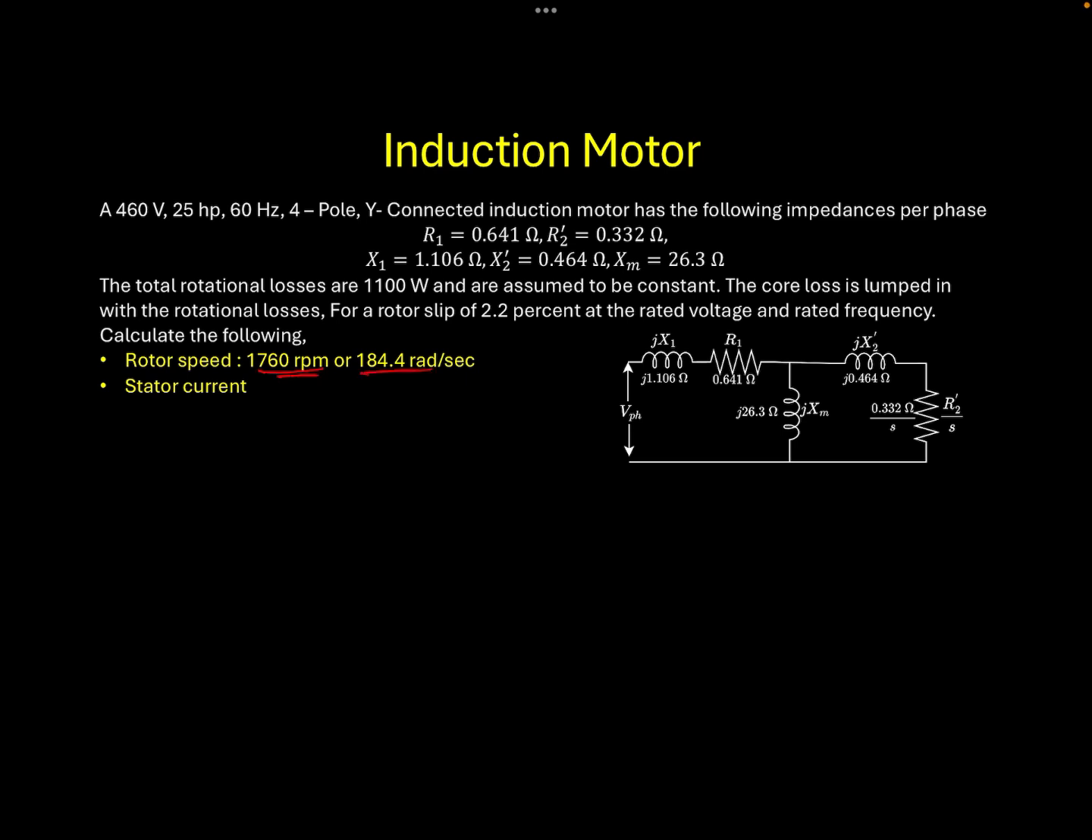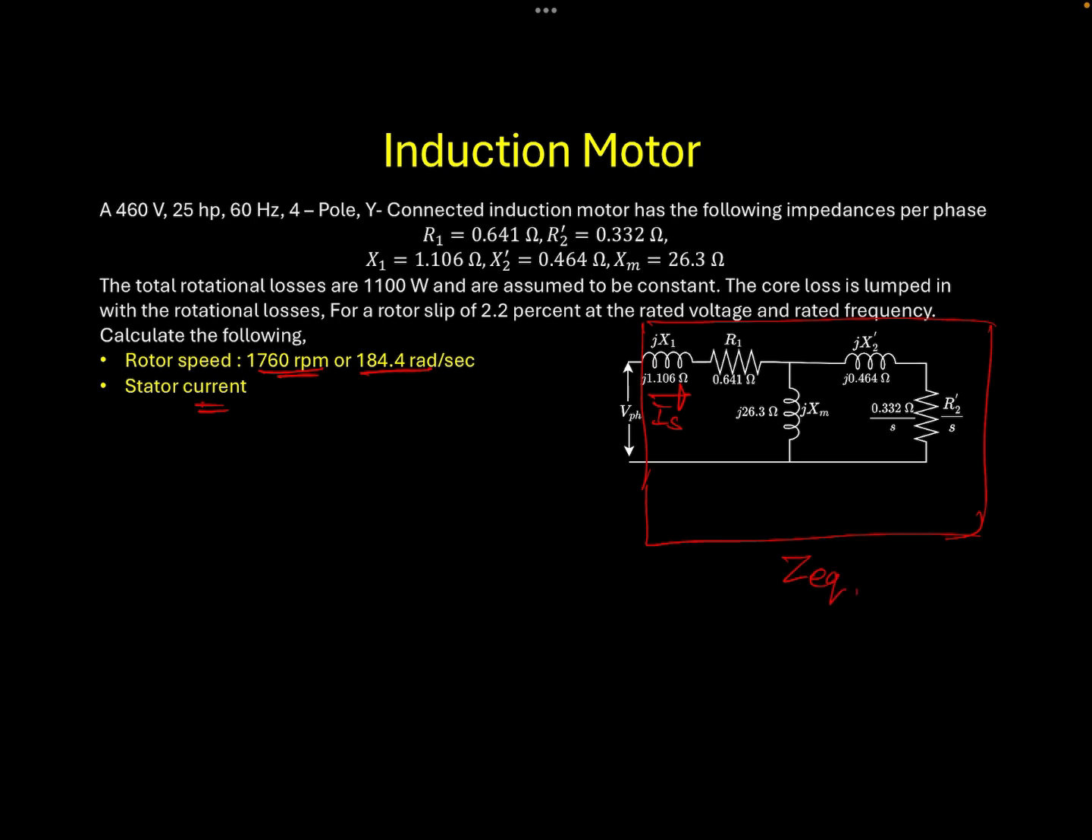The rotor speed is 1760 rpm or 184.4 radians per second. Now if you want to calculate the value of the stator current in the equivalent circuit, it is nothing but the current entering after the source. This is our stator current. In order to know the value of the stator current, you need to know the equivalent impedance of this circuit, which we call Z equivalent.